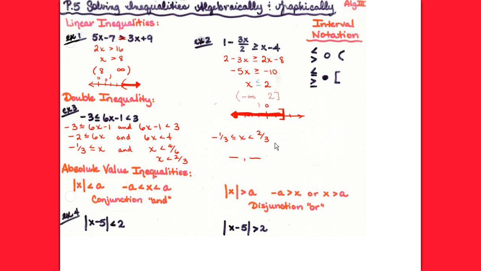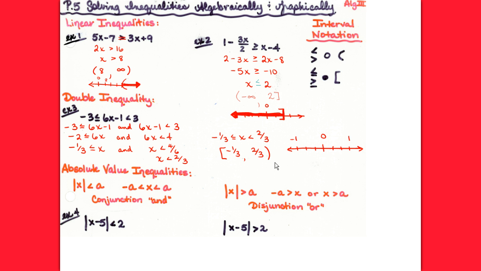All right, interval notation for that. What is my lowest value? Negative 1/3. What is my highest value? Positive 2/3. What goes with the negative 1/3? Parenthesis or bracket? How about with the 2/3? Good. It was equal to over here, so I needed a bracket. It was not equal to over here, so I needed a parenthesis.